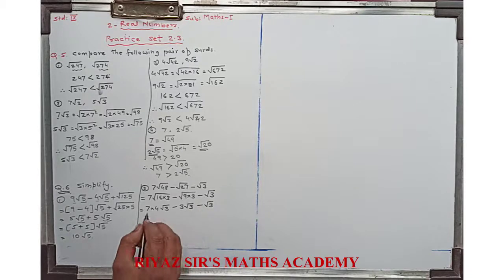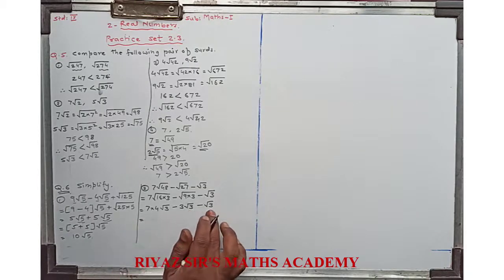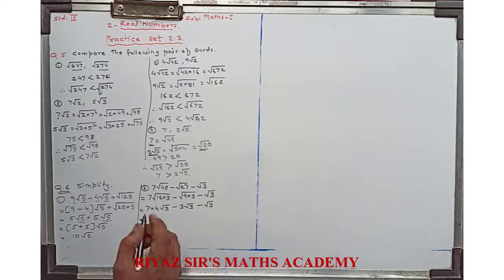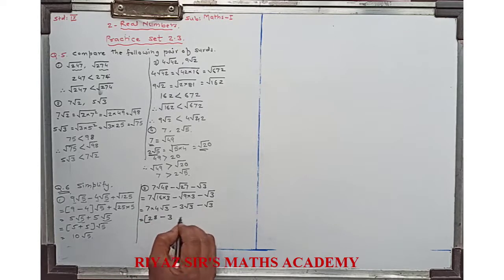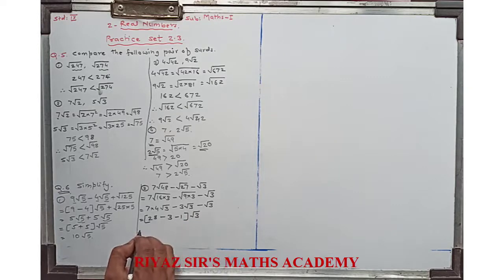Now if you compare this, all the 3 surds are like surds because the radicands are equal. So we can take root 3 common. So you will get from the first term 7 4s are 28, minus, in the second there is minus 3 and here minus 1, into root 3. How much is it? 28 minus 3, that is 25. 25 minus 1, that is 24 root 3. That is the answer for this second example.